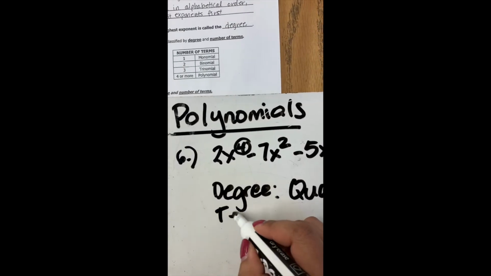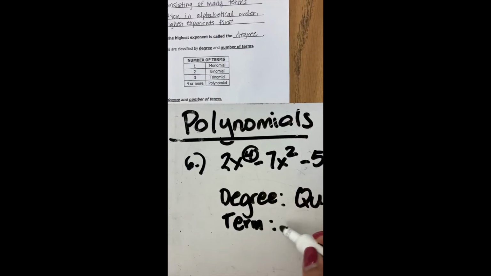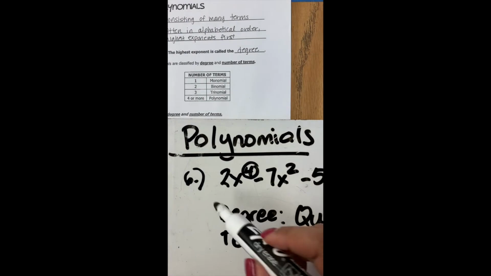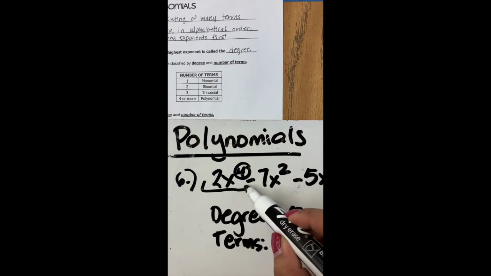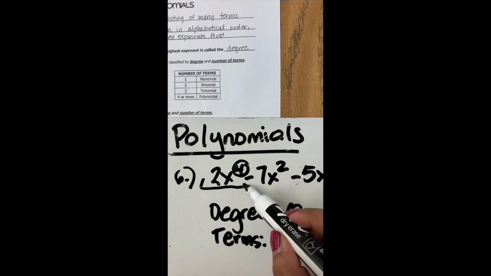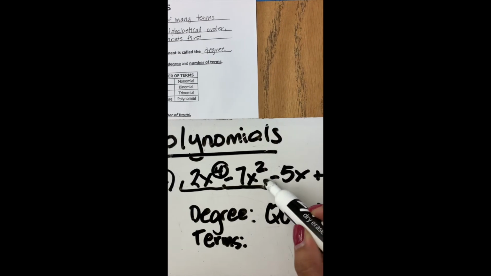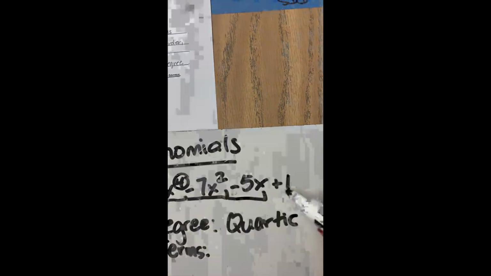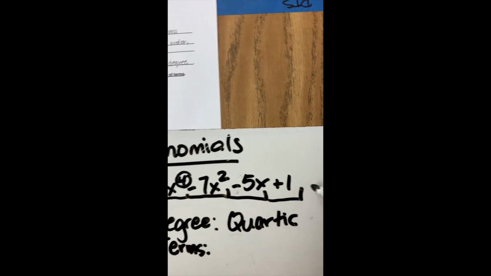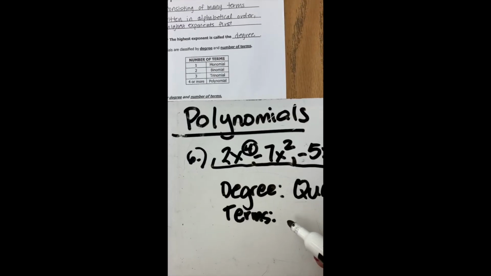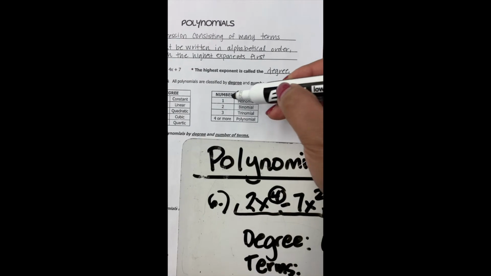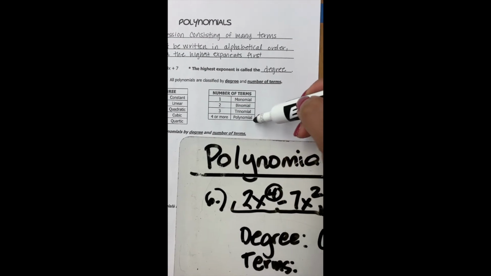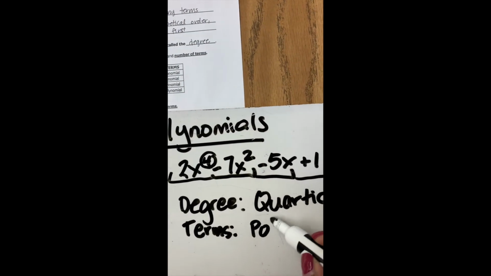Now for the terms, this is 1, that's a negative or minus, so that's a second term. That's another minus 5x, that's a third term. Plus 1 is our fourth term. So there are 4 terms. By definition, 4 or more terms are called a polynomial.